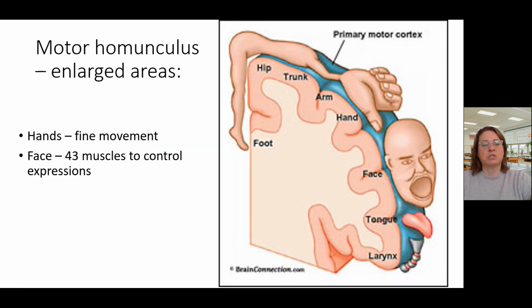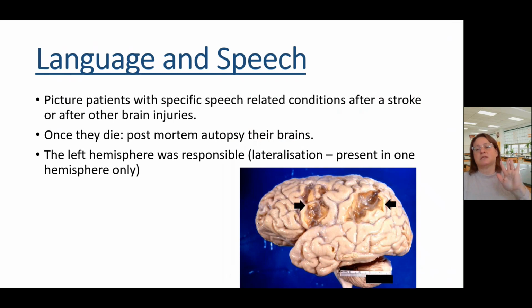What have we got? Enlarged hands and face. But just remember that that is just artists doing their thing. Right, next video is going to be on language and speech.